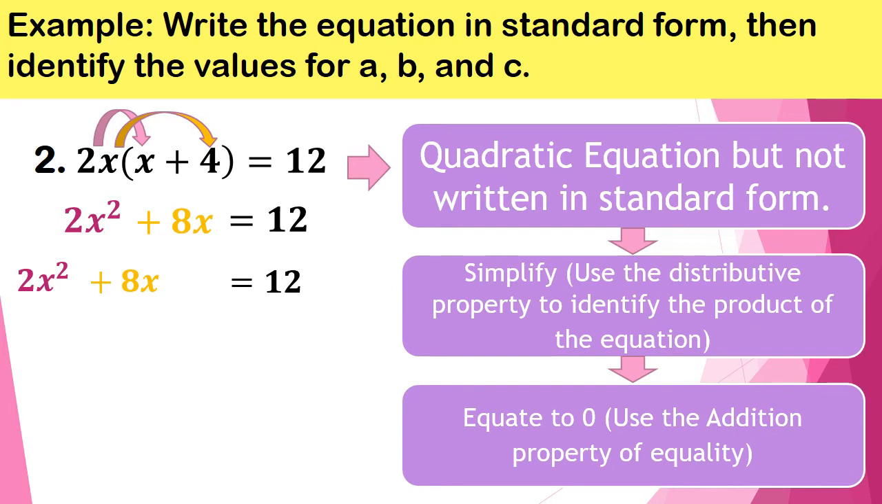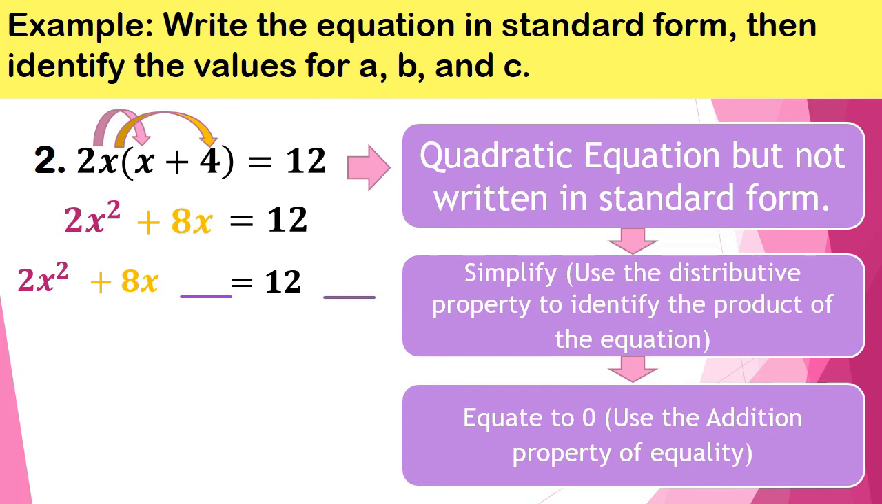Since we're using the addition property of equality, it will become 2x squared plus 8x equals 12. As you can see, we have here a blank space. So, dyan natin ilalagay ang value na gagamitin natin to cancel out 12 to the right side of the equation and to put the value to the left side of the equation.